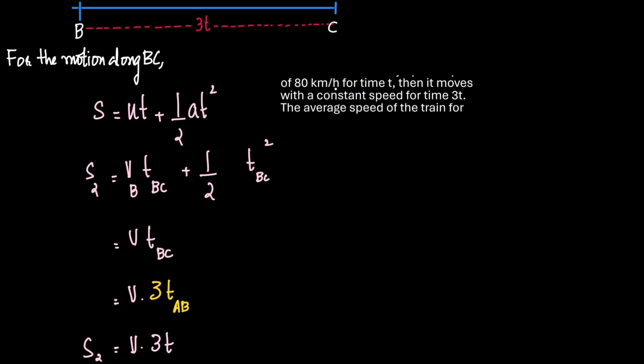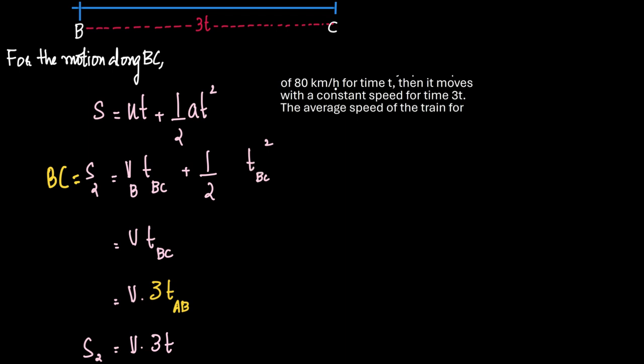Now let's see what happens for BC. Applying equations of motion, s is equal to ut plus half at square for BC. What is s? It is distance BC, which we have assumed to be s2. What is u? Initial velocity. What is initial velocity? It is the velocity at the initial point, which is B. Therefore, u is initial velocity at B, I'll write it as vB. Time would be the time to travel from B to C, t BC. Acceleration would be for BC.